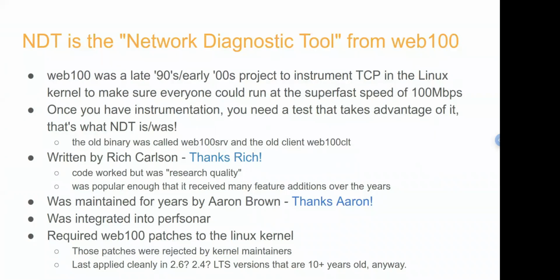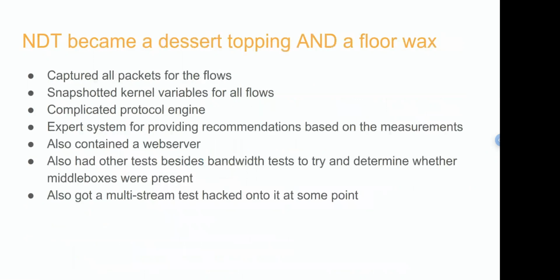But the upshot is it required Web 100 patches to the Linux kernel in order to work. Those patches were rejected by upstream kernel maintainers. So was the successor, the Web 10G project. They were like, oh, well, we'll do it with Web 10G, kind of Web 100 but for 10G links, it'll be better, it'll work. And then those were rejected also by upstream. The Web 100 kernel patches last applied cleanly in Linux kernel 2.6, 2.4. I mean, LTS versions, long-term support, but 10 plus years old, they've received end of life even though they were long-term support. They were long-term supported, and now no longer are.